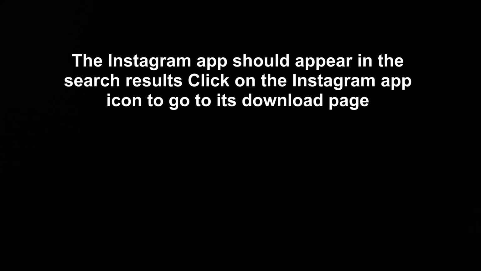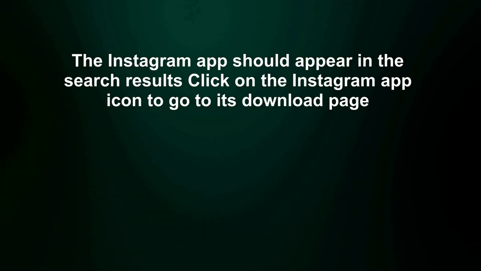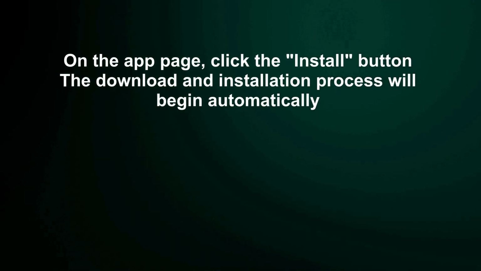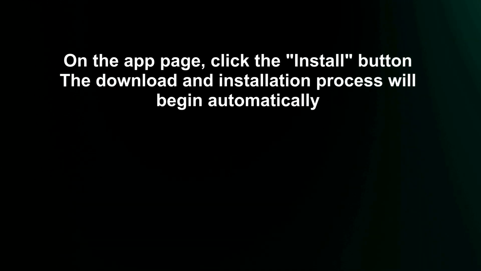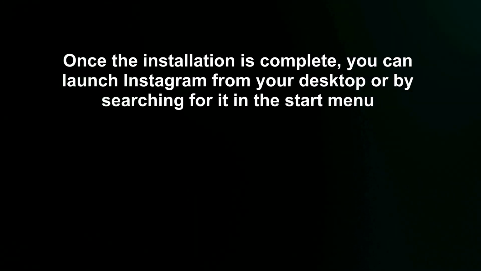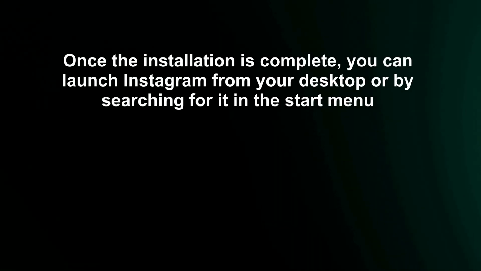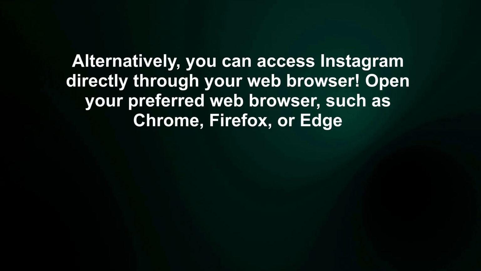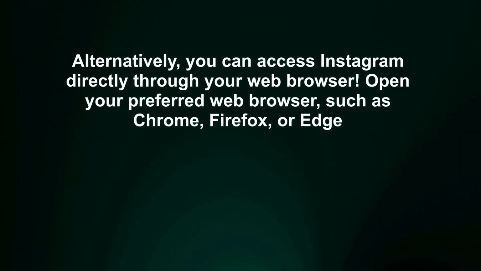The Instagram app should appear in the search results. Click on the Instagram app icon to go to its download page. On the app page, click the install button. The download and installation process will begin automatically. Once the installation is complete, you can launch Instagram from your desktop or by searching for it in the Start menu. Alternatively, you can access Instagram directly through your web browser.